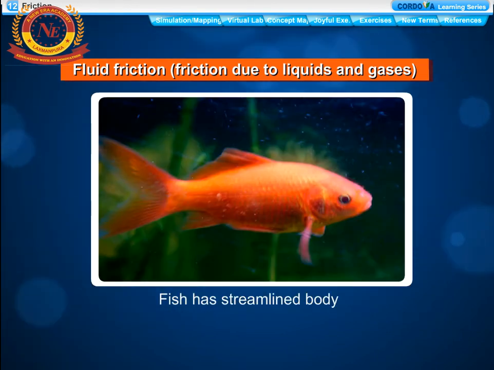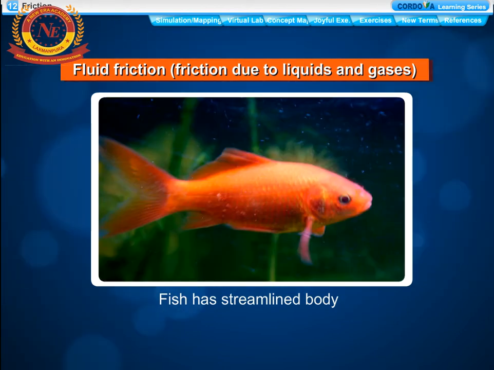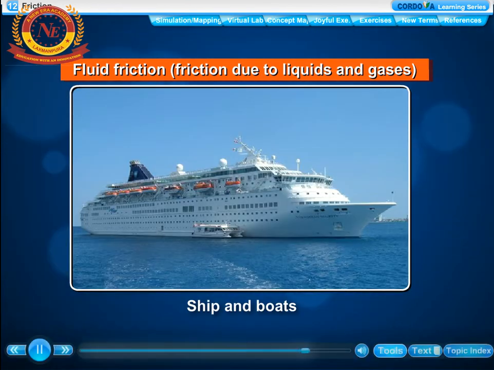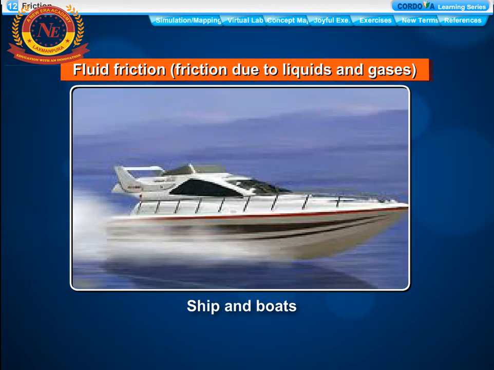The special shape of a body or an object around which a fluid, liquid or air can flow, offering minimum amount of friction, is called streamlined shape. The bodies of ships and boats are made streamlined so that they experience minimum amount of friction while moving through water. Friction due to air.